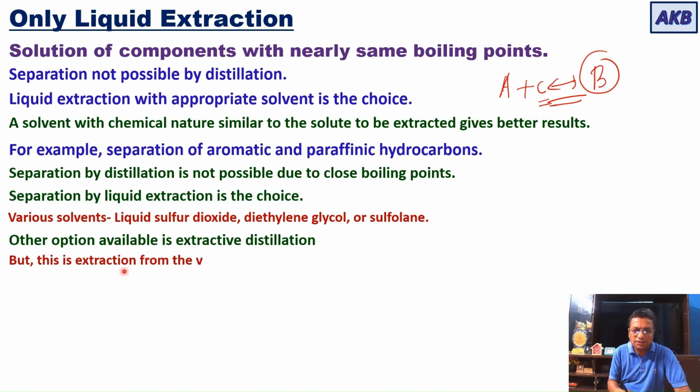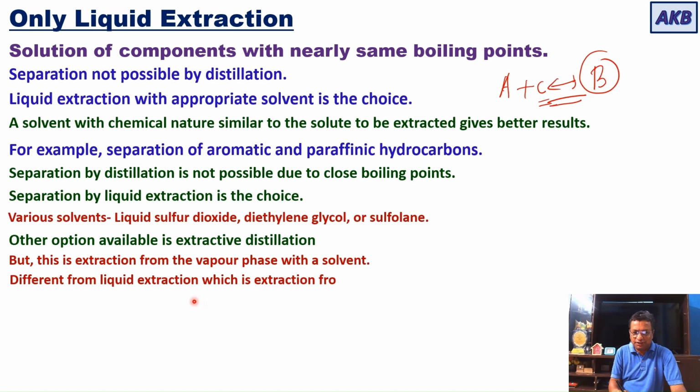But extractive distillation is nothing but extraction from the vapor phase by using a solvent, and this is not liquid extraction. In this case, we are talking about liquid extraction. Are you understanding it? Extractive distillation is different from liquid extraction or solvent extraction, which is extraction from the liquid phase. So, extractive distillation is extraction from the vapor phase, and liquid extraction is extraction from the liquid phase. You can remember this difference.